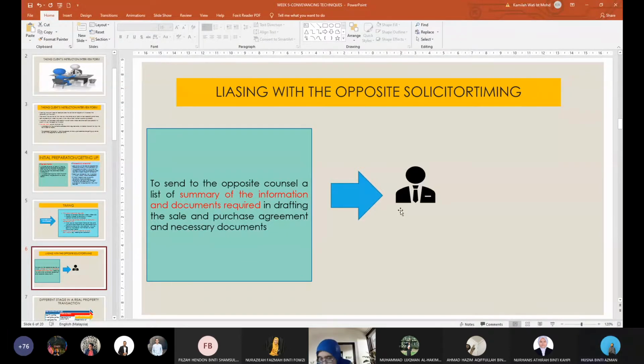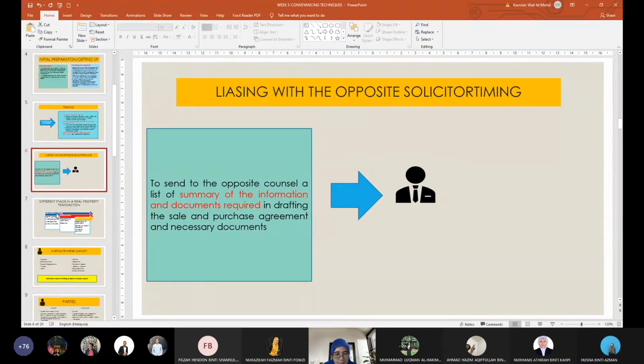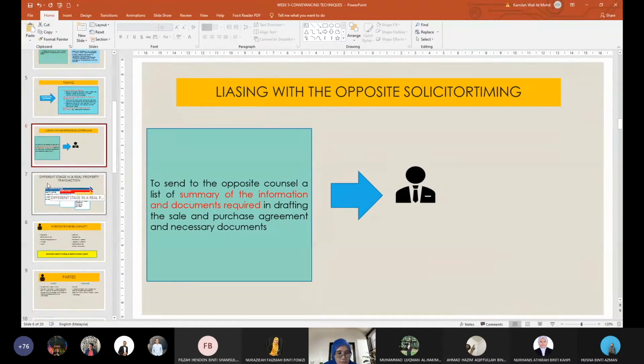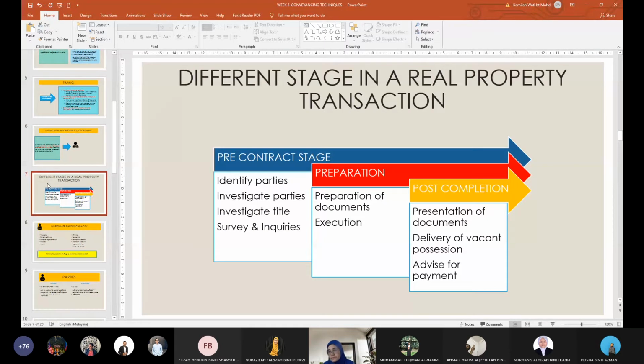Okay, Husna ke tu? Okay. So ada soalan lain? Kalau tak ada kita pergi ke seterusnya. Tak ada? Okay, kalau tak ada, then we now look at the different stage in a real property transaction.